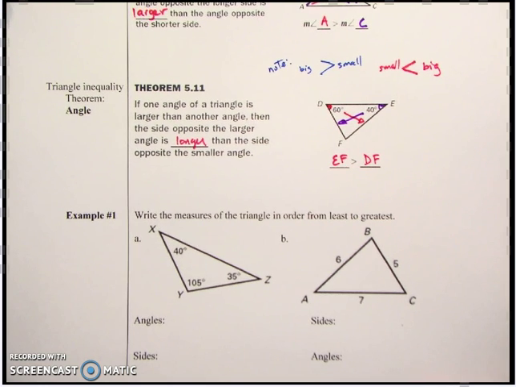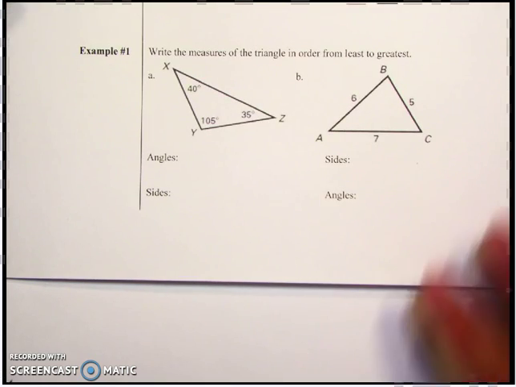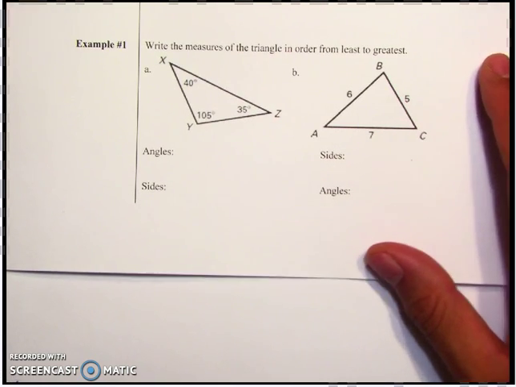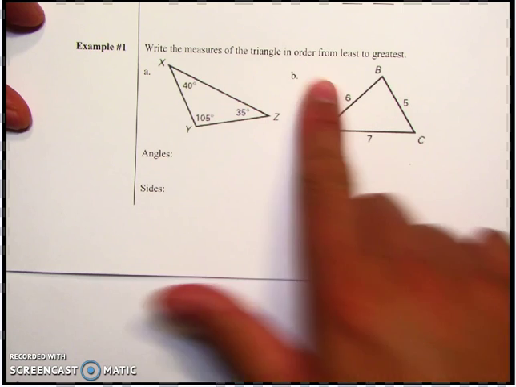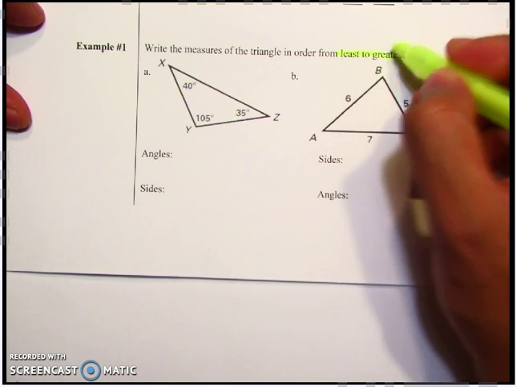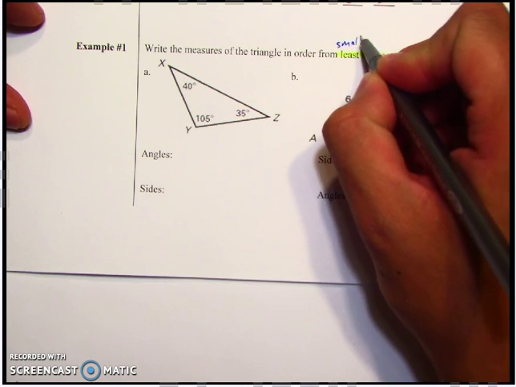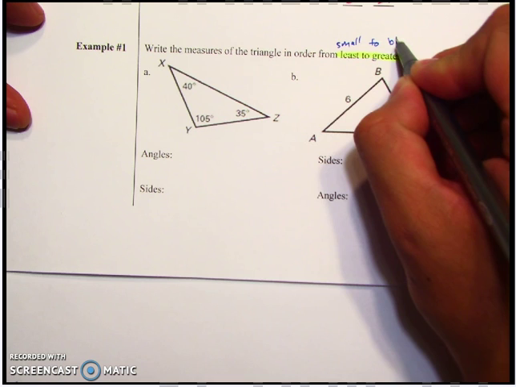Alright, let's take a look at example 1 and see how you do. So in example 1, they ask you to put from least to greatest. From small to biggest. Okay? Let me just write that for myself. Small to big. Okay?